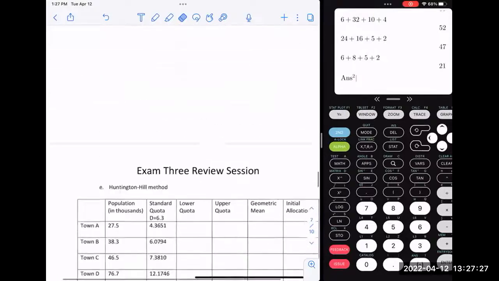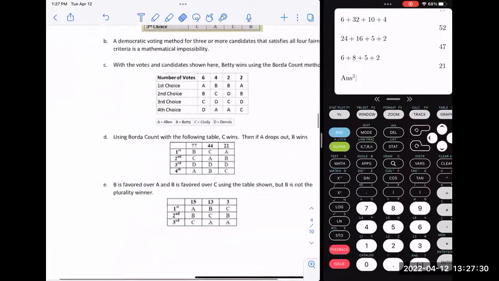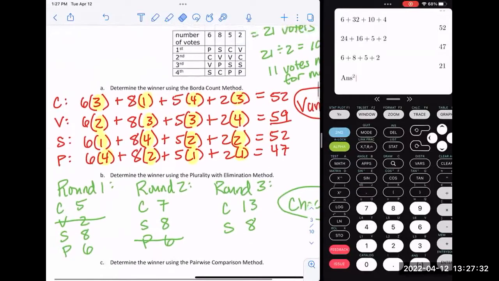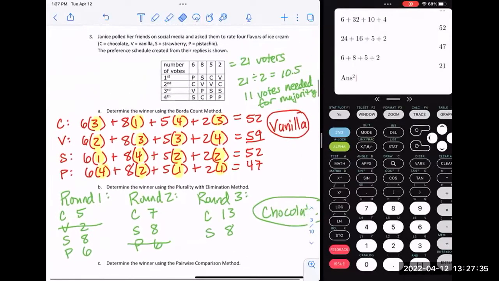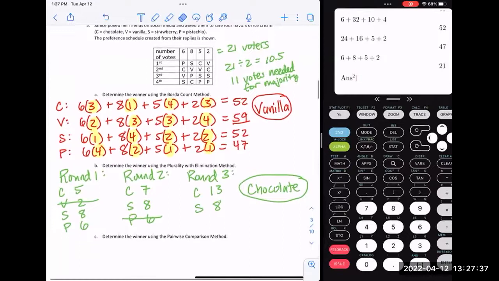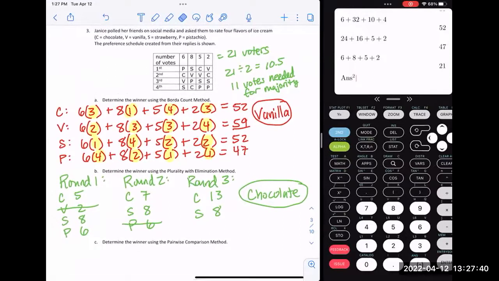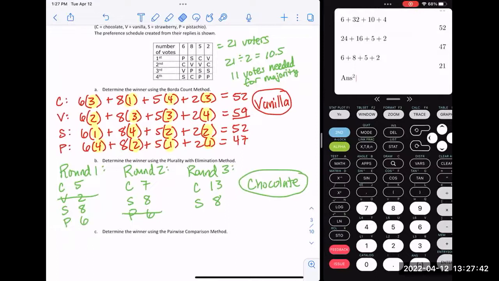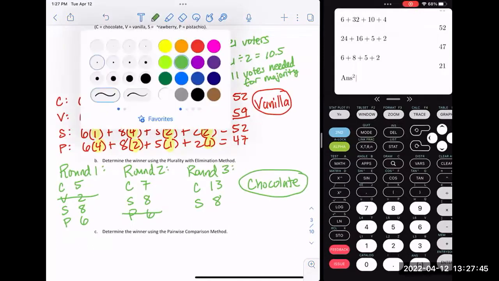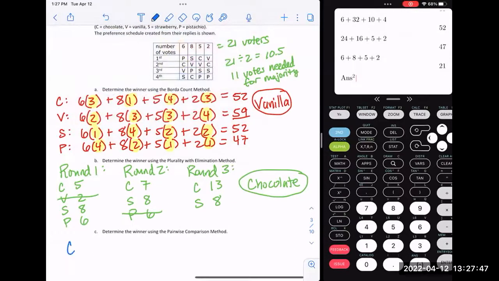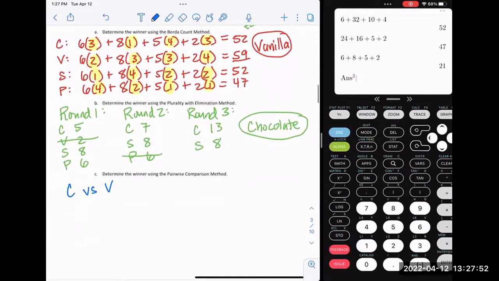So we're going to have to do comparisons between each pair of candidates. Luckily for us, this only has 4 candidates, so that shouldn't be too many, but this could get pretty tedious if we had more. So I have one pairwise comparison that I might start with, say, chocolate, vanilla. That would be one comparison. But I could also do chocolate versus strawberry. I could also do chocolate versus pistachio.